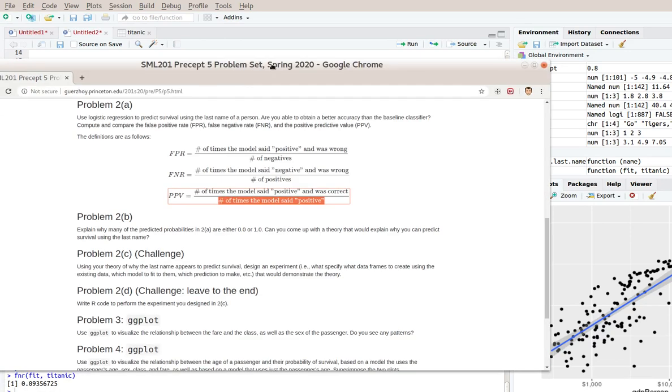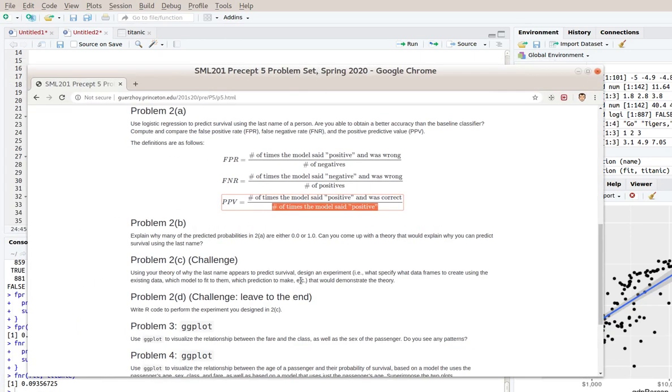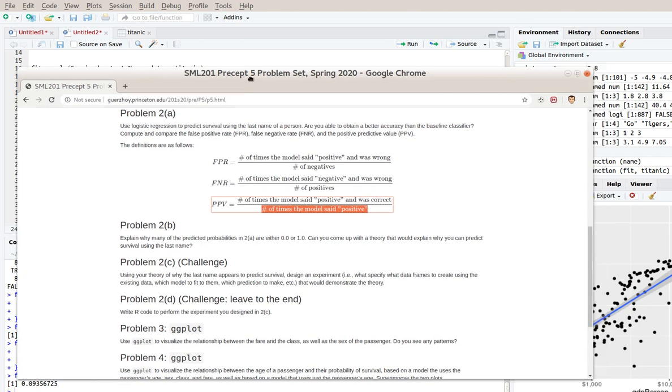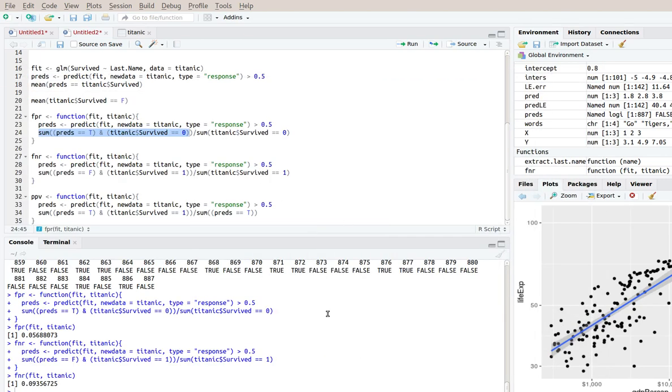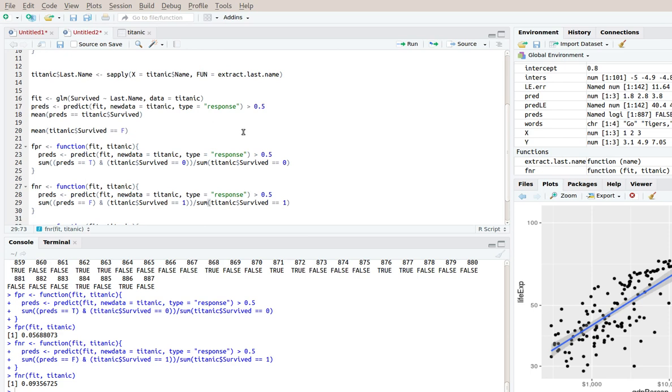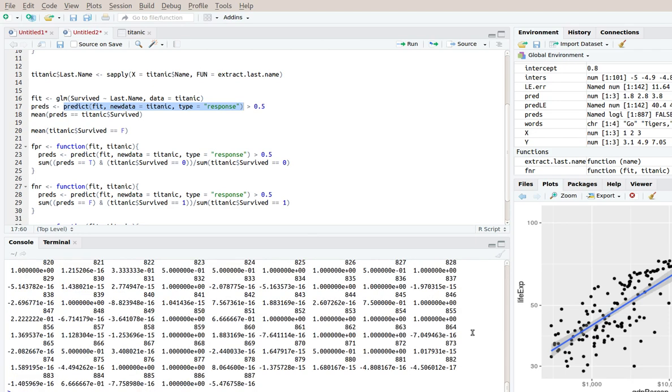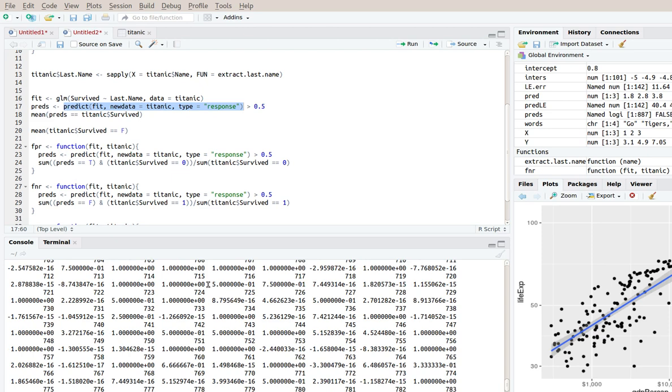So the next question asks me why it is that the predicted probabilities are zeros and ones a lot. So I need to actually go back and look at what the probabilities are. So those are the probabilities. You use type equals response, you get the probabilities. And if you look at them, they're not exactly zero, but this is a tiny, tiny number, right? It's like minus 5 divided by 10 to the power of 16, so it has like 16 zeros after the decimal point. It's extremely, extremely small, and most of those numbers are extremely, extremely small.